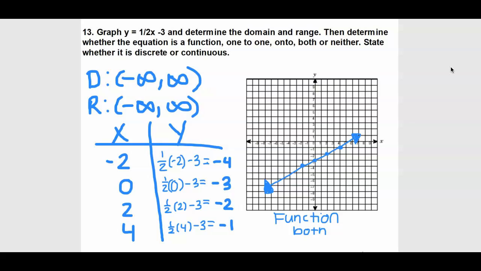Is this discrete or continuous? Continuous, perfect. It is a line, so it is continuous.